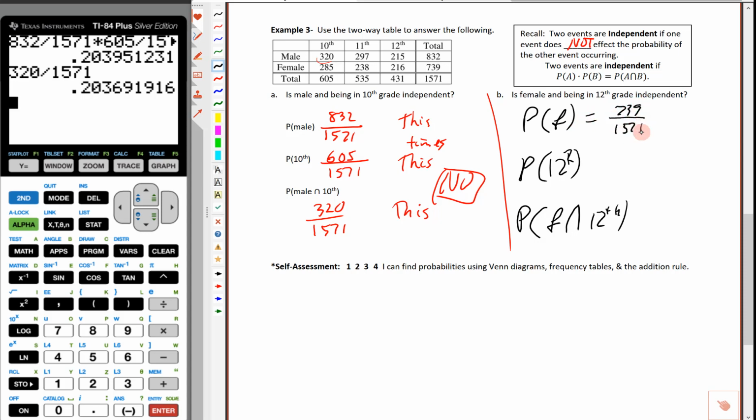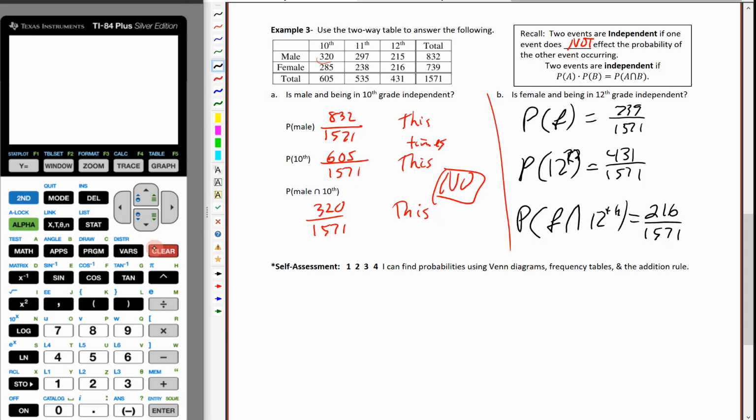739 over 1571. Yes. 12th grade, 431. And their intersection, 216. So we'll grab those and we're going to take, I'm going to do this. Maybe it's easier, I don't know.